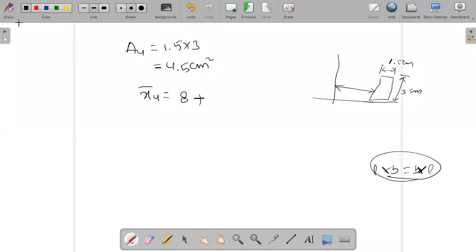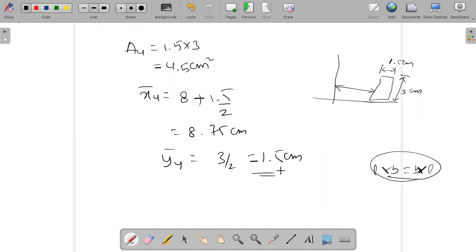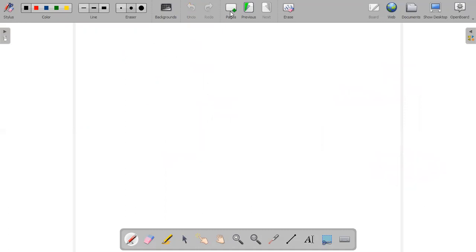I hope my screen is visible. 8 plus 1.5 divided by 2, that is 8.75 centimeter. Similarly, y bar 4 is equal to 3 divided by 2, which is 1.5 centimeter. You got the values of x bar, y bar, x1, y1. Everyone is following the notes, I think.